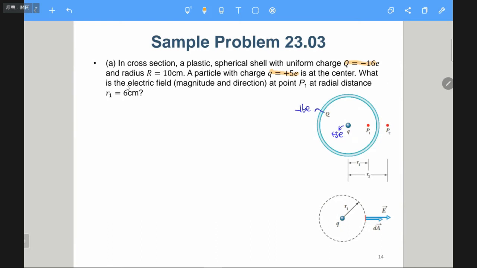So what is the electric field at point P at radial distance R1 equals 6 centimeters? R1 equals 6 centimeters, because the capital R here is 10 centimeters. So point P here is 6 centimeters from the center. We consider a Gaussian surface here, which is also a sphere with the center at the charge. Let us apply Gauss's law for this Gaussian surface. The enclosed charge is small q.